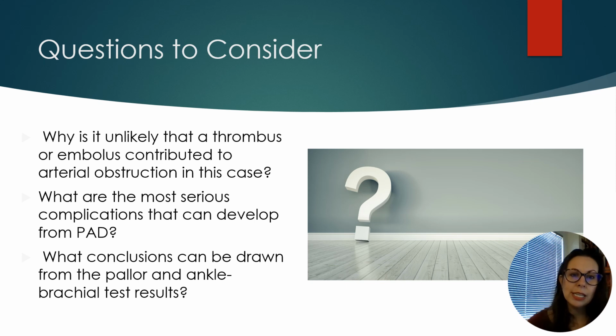Questions to consider for this patient are: why is it unlikely that a thrombus or embolus contributes to the arterial obstruction in this case? Secondly, what are the most serious complications that can develop from peripheral arterial disease? And lastly, what conclusions can be drawn from the pallor and the ankle brachial test results?